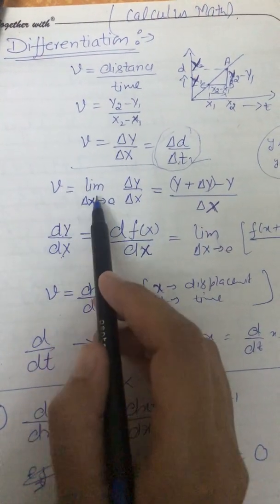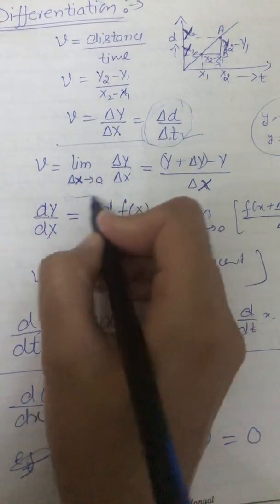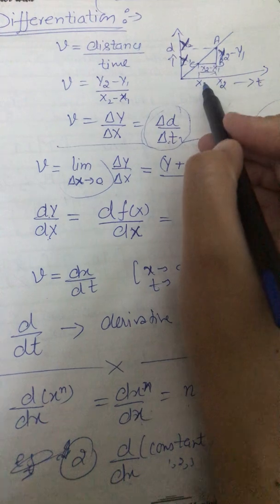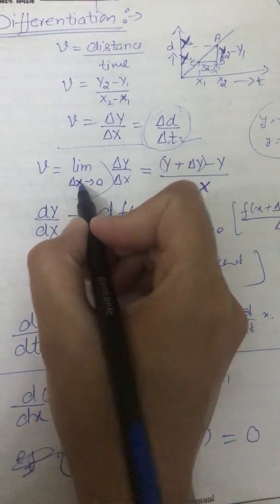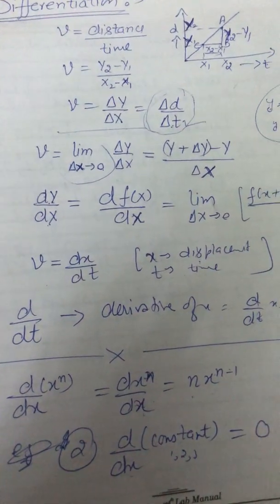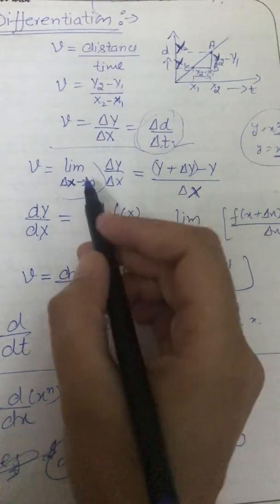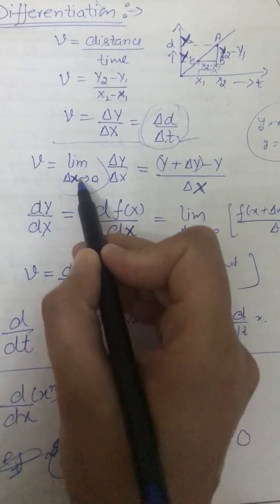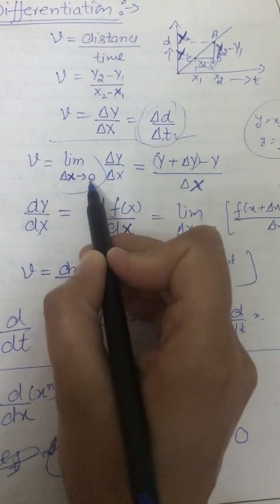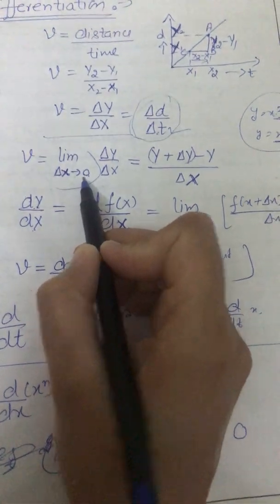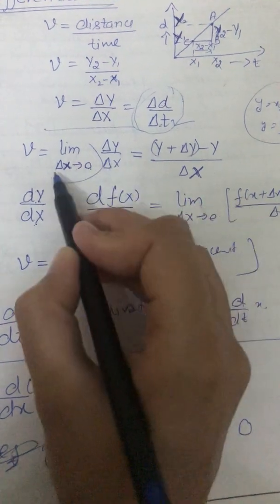Now if we limit this change to 0, this limit means the change in time is very small. Let's say the change in time means milliseconds, or the time span along which we are taking the difference is very small, approaching 0. This arrow going to 0 means this time interval approaches 0, very small time. So delta y, that is change in distance, upon change in time, as the interval approaches 0.